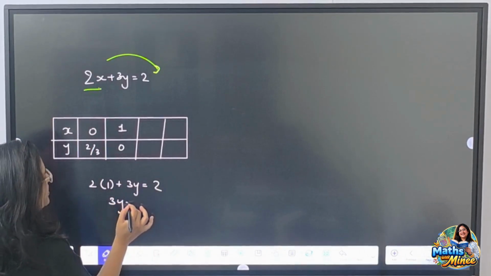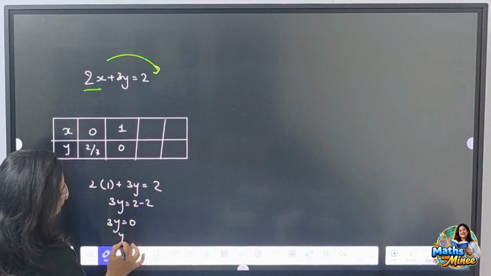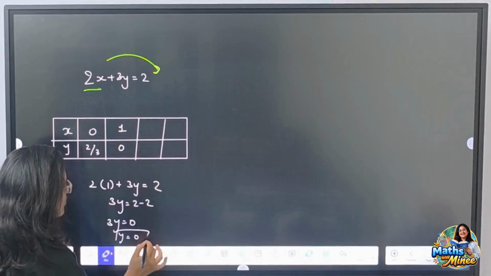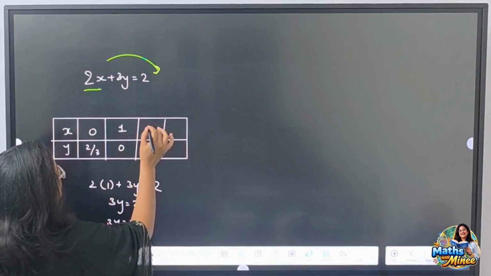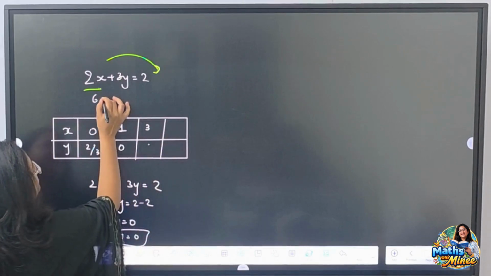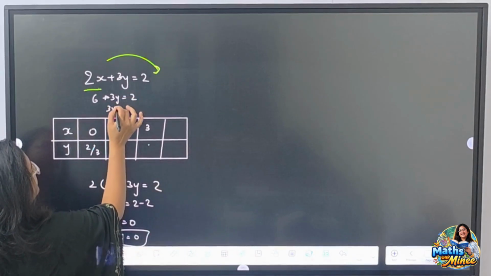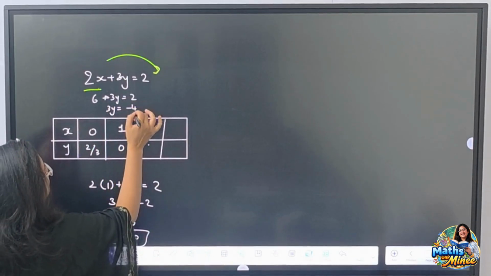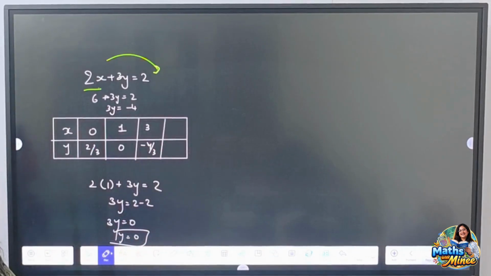So 3y is equal to 2 minus 2, which is equal to 0. If 3y is equal to 0, y is equal to 0 by 3, which is equal to 0. When you take the value of x as, let us say, 3, so 3 2s are 6, right? So 6 plus 3y is equal to 2. So 3y is equal to minus 4. So y is equal to minus 4 by 3, right?